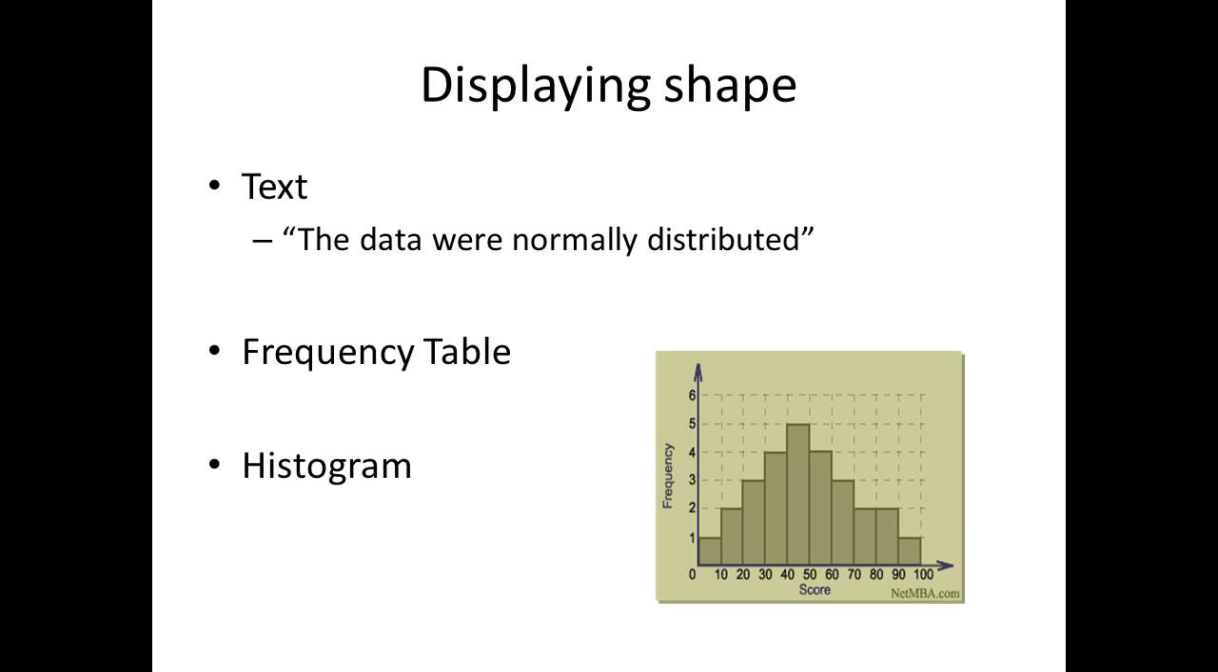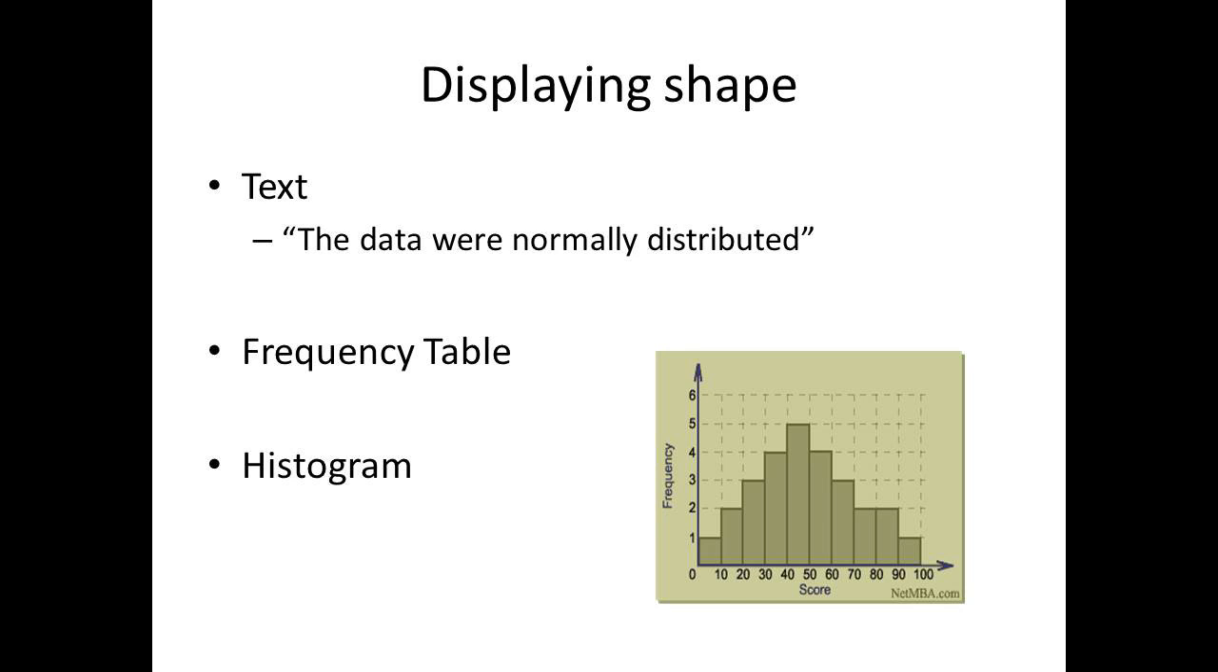When it comes to displaying shape, you have the same options you usually have. Especially if your shape is normal, then you would just put it in text: the data were normally distributed. And everybody knows what that means because everybody knows what the normal distribution is. You can also present it in a frequency table, same as we saw before, or you might present the actual histogram if you need to.